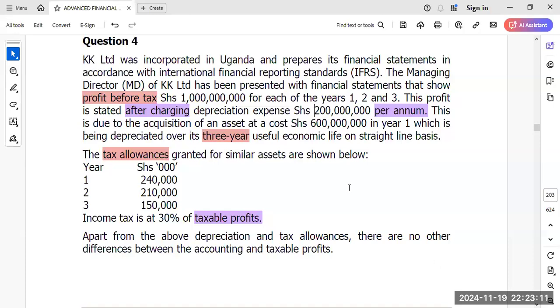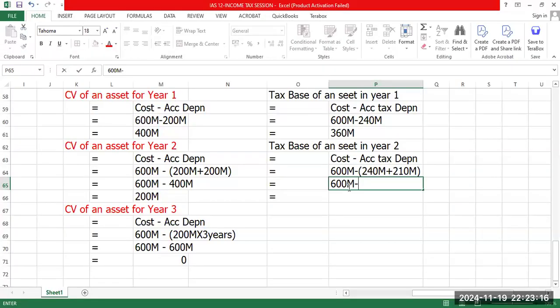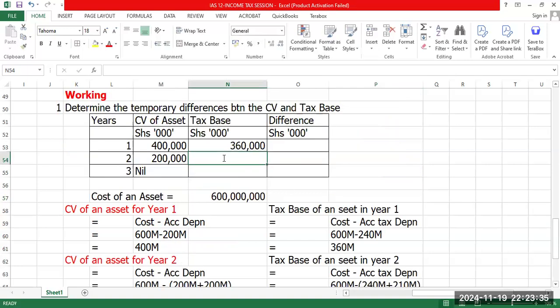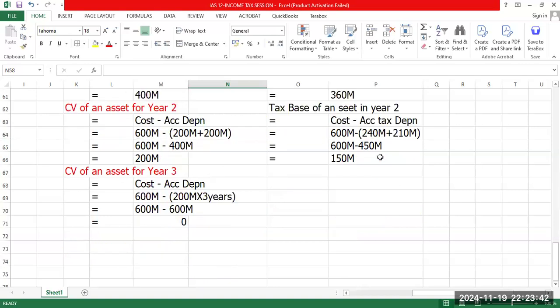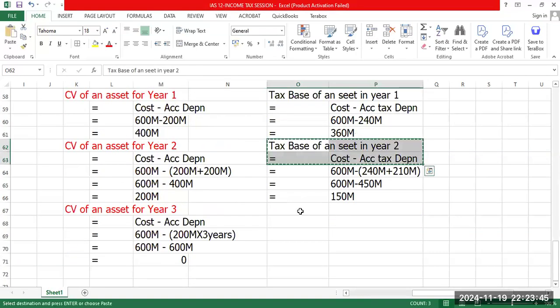If you add there, how much do you get? This is 450 million. Finally, what is your answer? 150? 150 million. So I record here 150. So you do the same for the last year. Remember, we are looking for 10 marks.